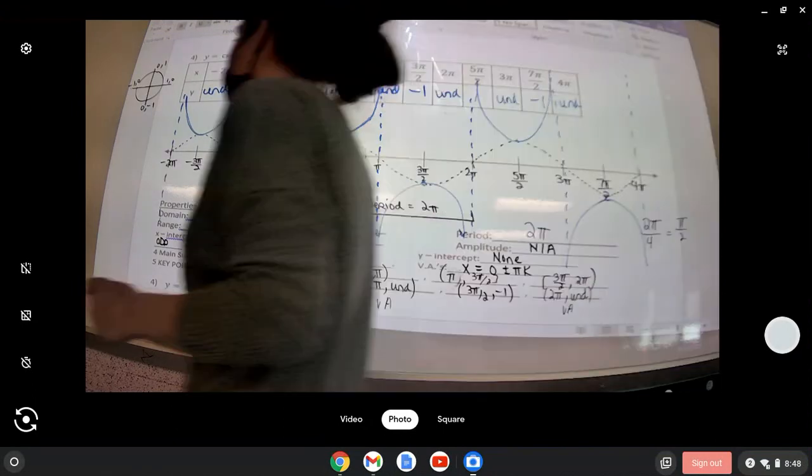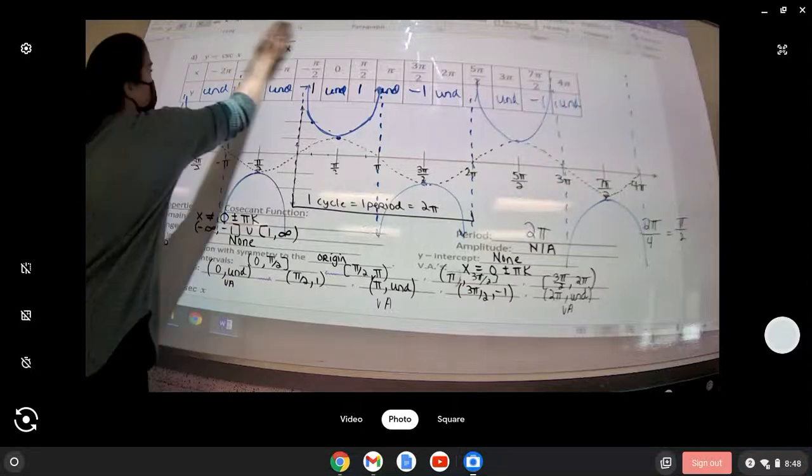All right, let's get ready for secant because I'm going to get cut off by the bell again. And I've got to get these parent graphs scrapped.